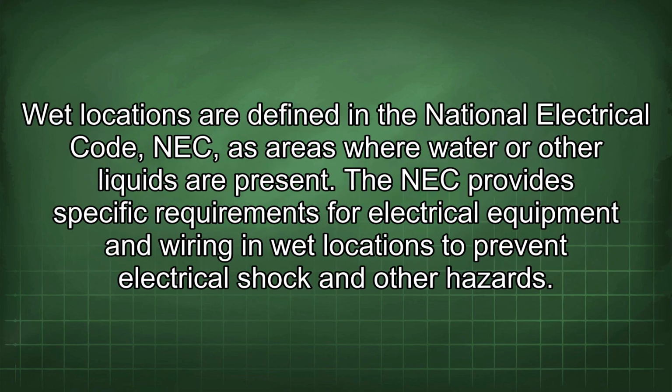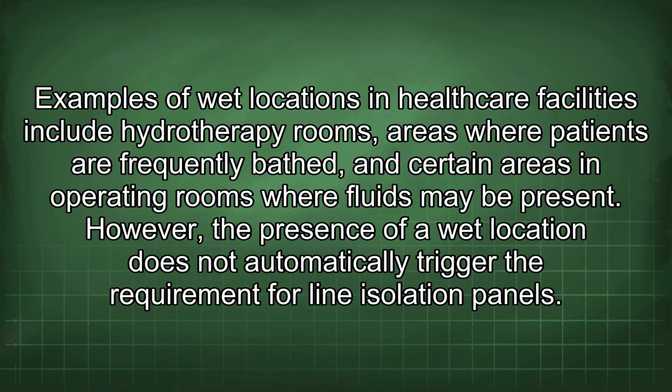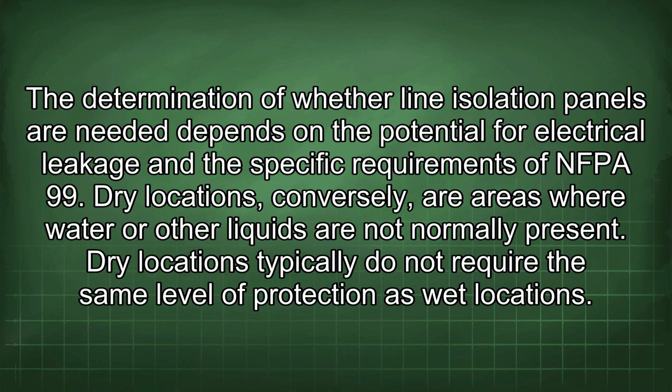Wet locations are defined in the National Electrical Code, NEC, as areas where water or other liquids are present. The NEC provides specific requirements for electrical equipment and wiring in wet locations to prevent electrical shock and other hazards. Examples of wet locations in healthcare facilities include hydrotherapy rooms, areas where patients are frequently bathed, and certain areas in operating rooms where fluids may be present. However, the presence of a wet location does not automatically trigger the requirement for line isolation panels.